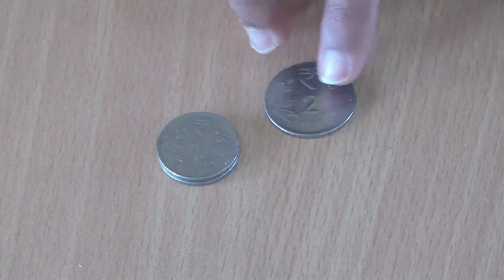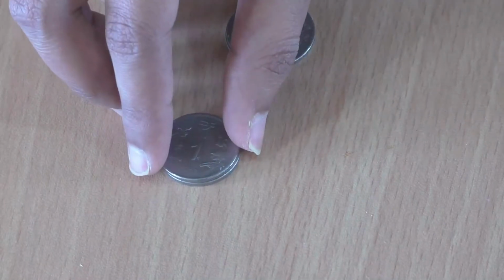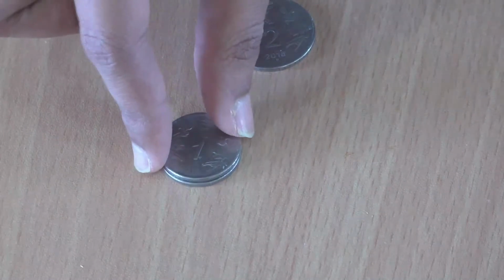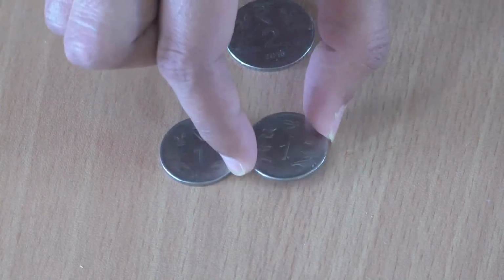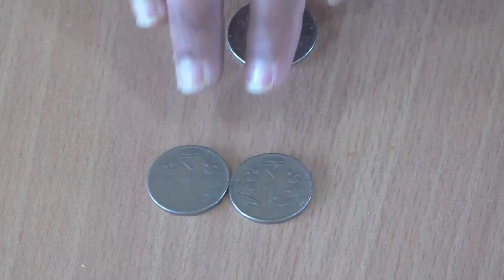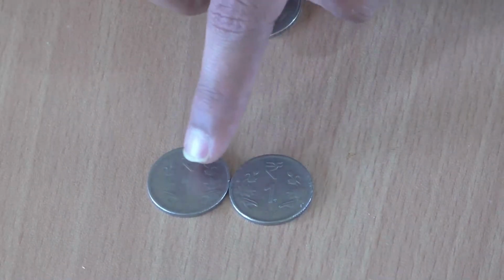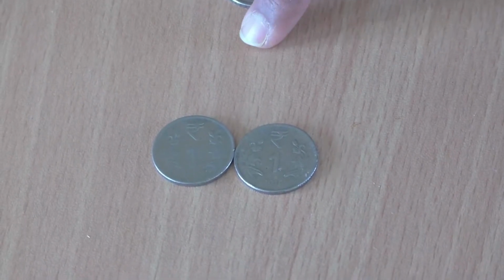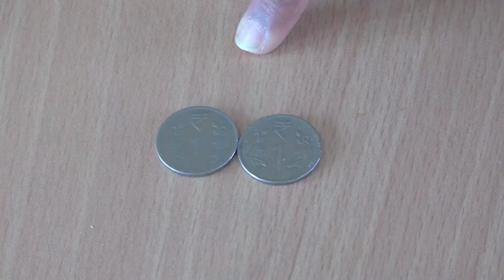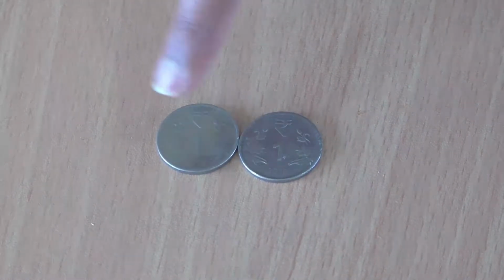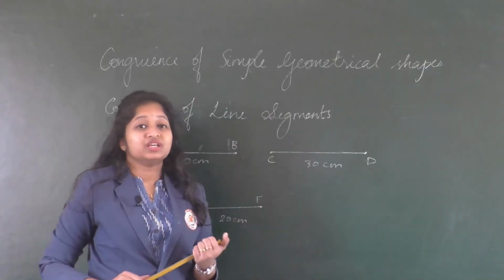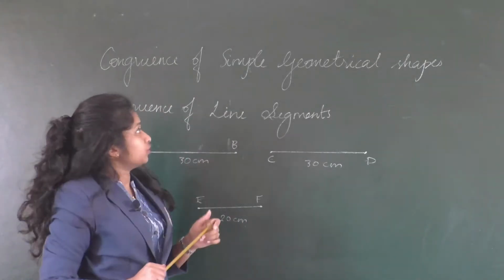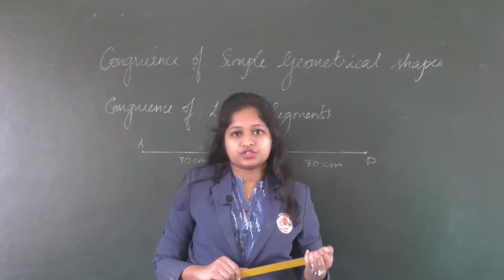See, now it is exactly superimposed on the other. That means these coins are of same size and shape. So this is called superposition. That is the method of examining congruency by placing an object over another. So children, I hope you have understood what is congruency. So now let's see the congruence of simple geometrical shapes.